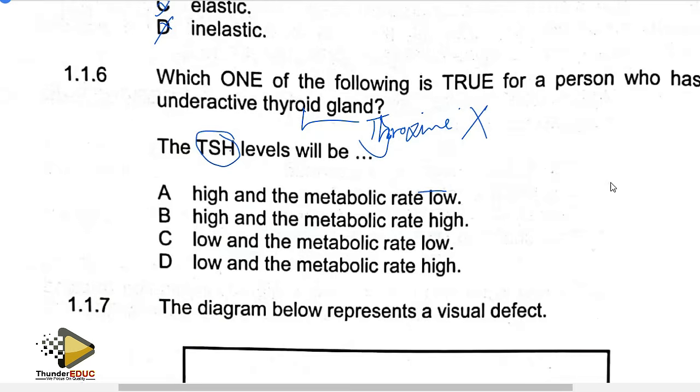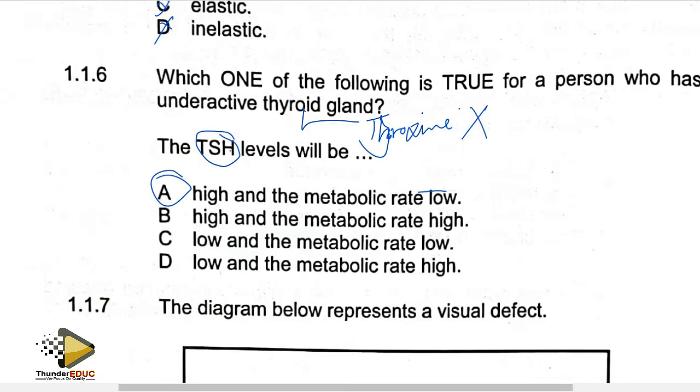However, what is the function of thyroxine? This one controls the metabolic rate. But now the thyroid gland is not working. Therefore, thyroxine is not being produced. Therefore, the metabolic rate is going to be low. Why? Because we don't have thyroxine in the body. Hence, high level of thyroid stimulating hormone, because the brain is going to keep on producing more of it, and because the thyroid gland cannot produce thyroxine, the metabolic rate is going to be low. Hence, A becomes the correct answer.